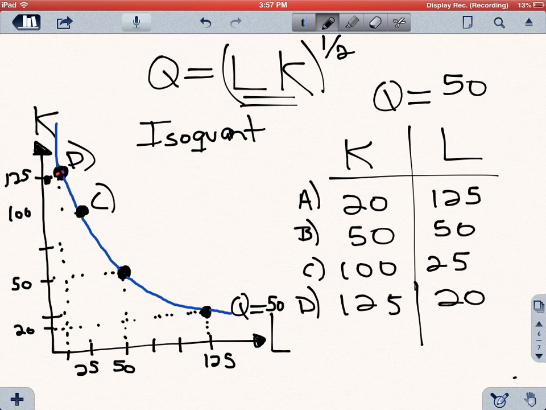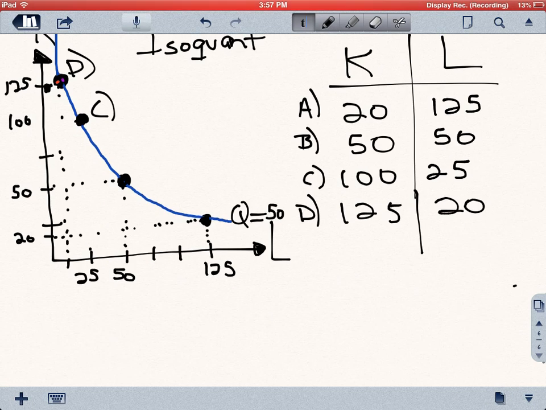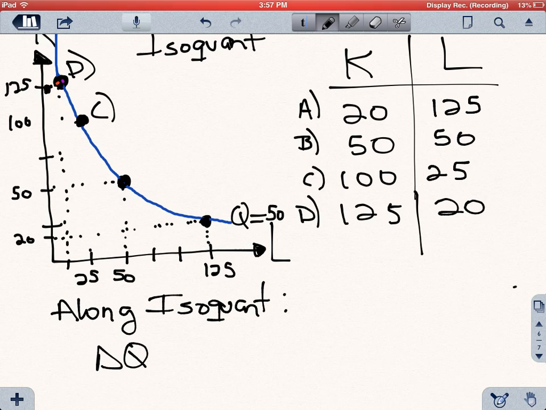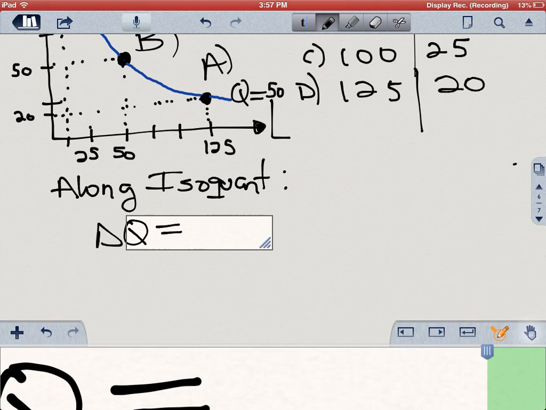Now let's focus a little bit on the slope of the isoquant, which is going to have a really important implication for production. So you know that along the isoquant, what I just told you is that the change in output is going to be the same. So that means that let's say you're moving from A to B, right? So let's say you're moving from this point to this point. So you're gonna gain some capital and you're gonna lose some labor, right?